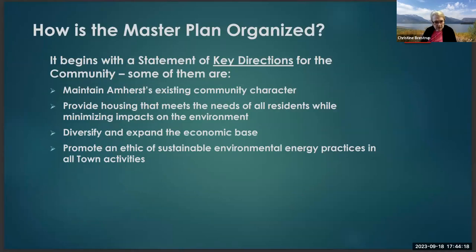So the master plan is organized. In the beginning, there's a statement of key directions for the community. And some of those key directions are to maintain Amherst's existing community character, to provide housing that meets the needs of all residents while minimizing impacts on the environment. And this is a tough one that we've really been wrestling with. To diversify and expand the economic base, and to promote an ethic of sustainable environmental energy practices in all town activities.